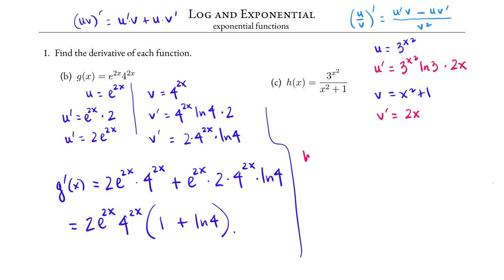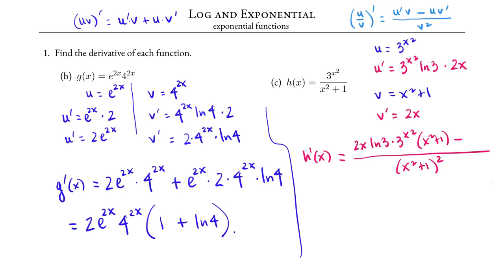And so h prime of x is, we first square the denominator, x squared plus 1, the whole quantity squared. In the numerator, u prime, which is 2x times ln of 3 times 3 to the x squared, times v, open the parentheses, x squared plus 1, minus u, which is 3 raised to x squared, times v prime, which is 2x. And we can leave the answer in this form.